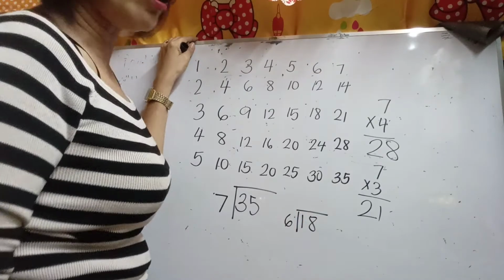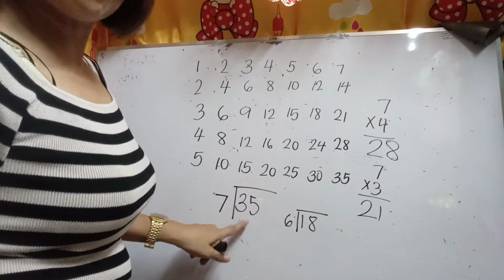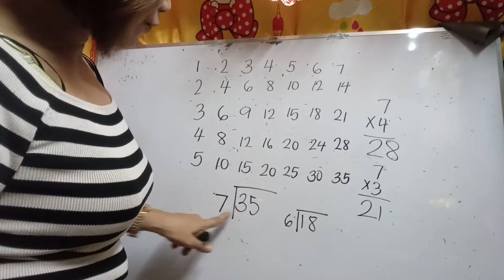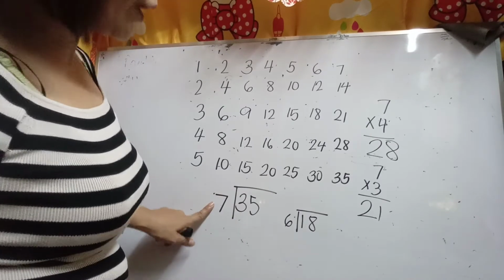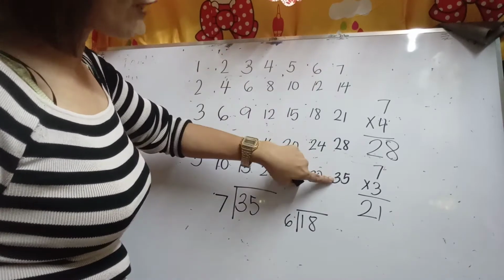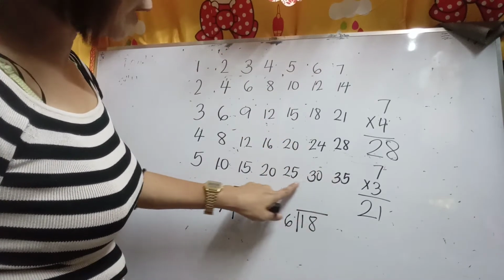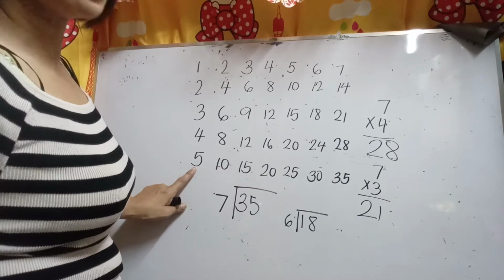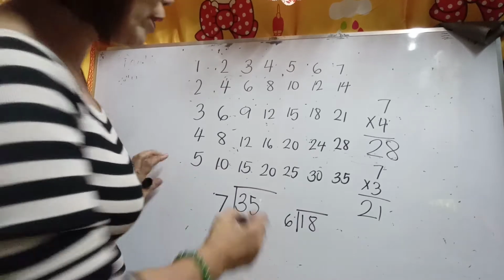So, paano gagawin ninyo? Sabi niya, 35 divided by 7. So, punta kayo sa 7, hanapin ninyo yung 35. Tingnan ninyo ano yung kanyang katapat. Nakita ninyo, ang katapat niya is 5. Yun yung magiging sagot ninyo doon.